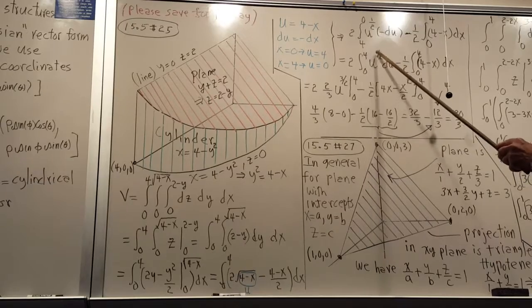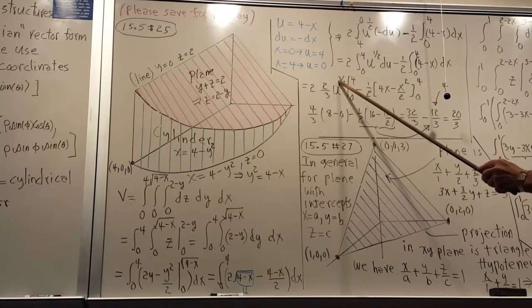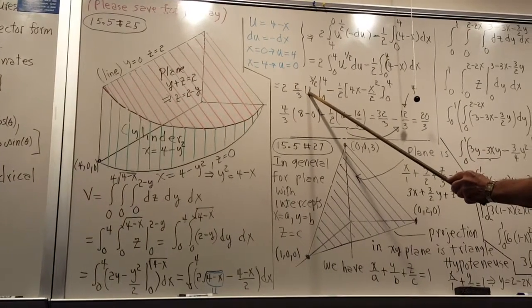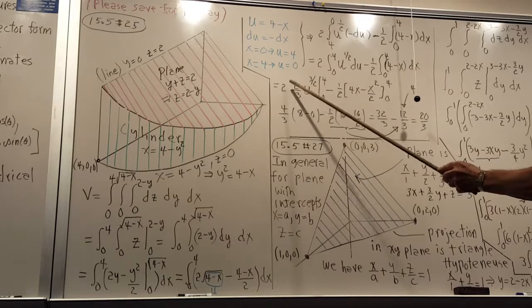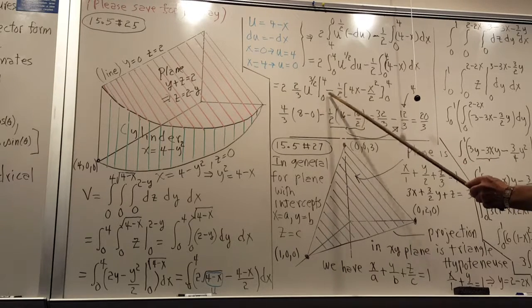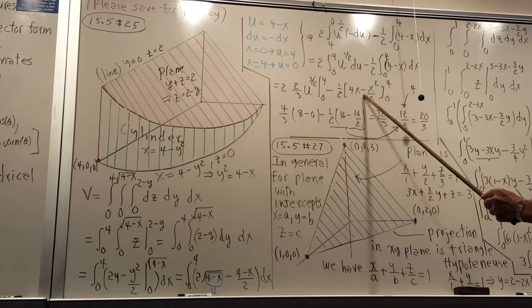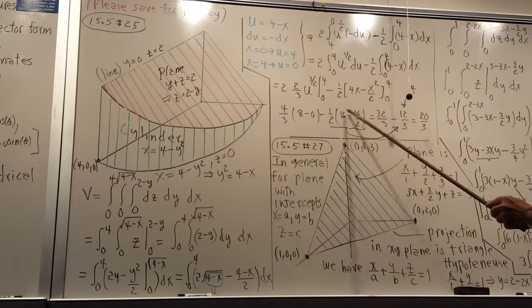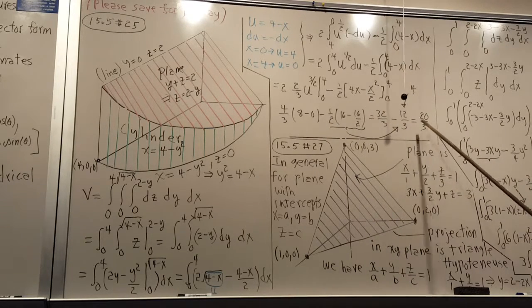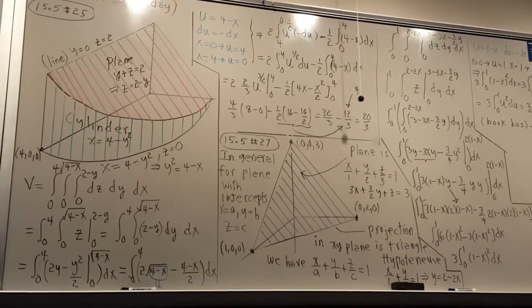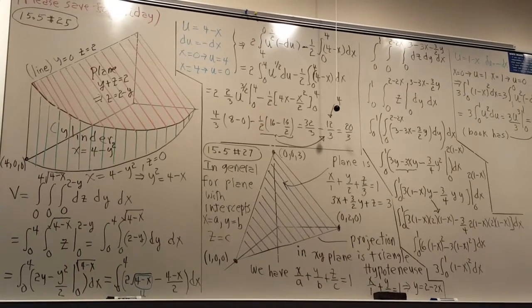And then I have the u to the 3 halves over 3 halves. This 2 is that one, and the limits are there, and then I did this integral, and the limits are there, and I do my arithmetic, and I get 20/3, which is what the book says it is. Okay. Any question on 25?